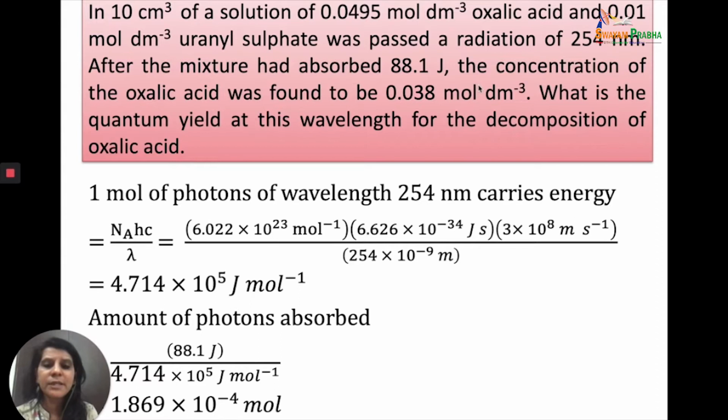How have we determined this? By titration with the KMnO4. Now what is the quantum yield at this wavelength for the decomposition of oxalic acid? What is it that we want to calculate? We want to calculate the value of the quantum yield for the decomposition of oxalic acid. Let's try and do it.